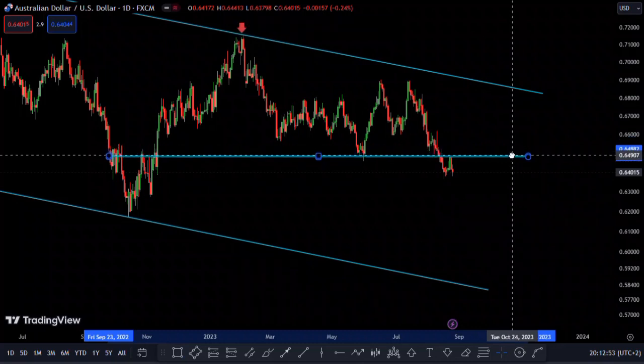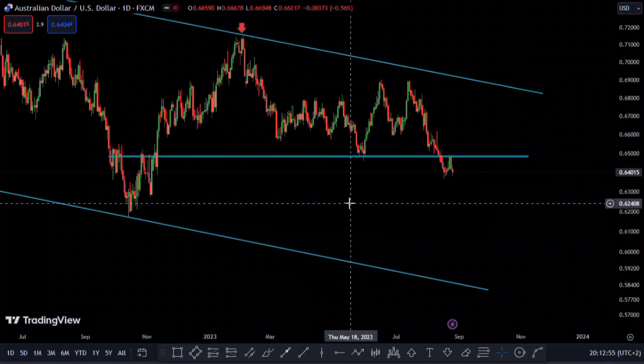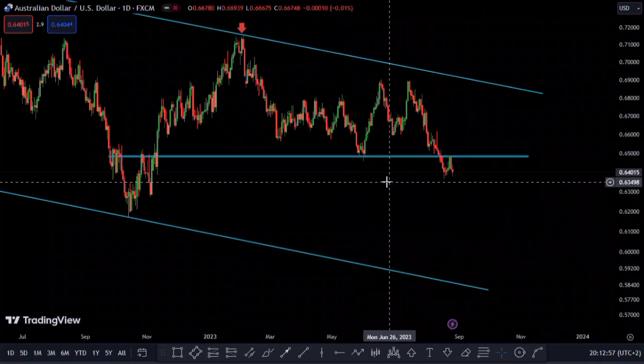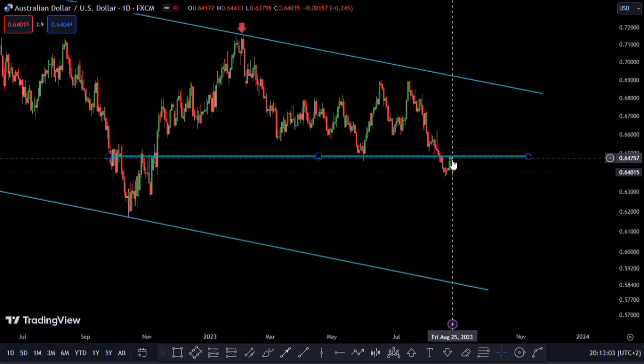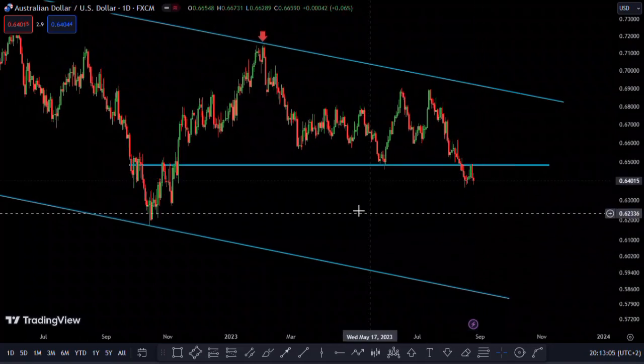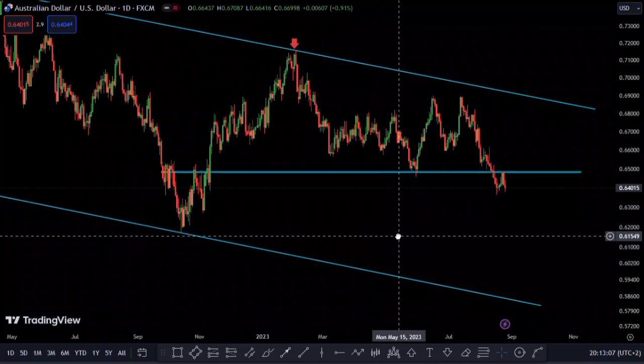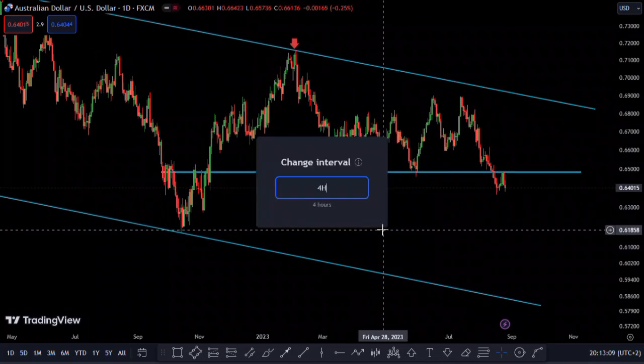I can see a sensitive area at this point, because this level was a support and then it turned into a resistance currently. So we are looking for selling opportunities. Let's go to 4-hour.